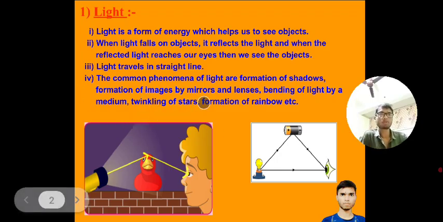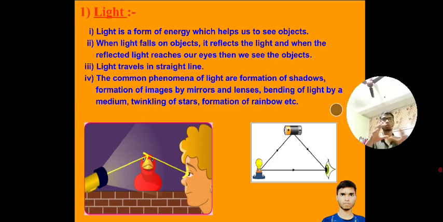Fourth, the common phenomena of light include the formation of a shadow. If you take an opaque object and want to observe the shadow of an object, then you should have more than two things. First, you should have an opaque object, because we are going to form a shadow.